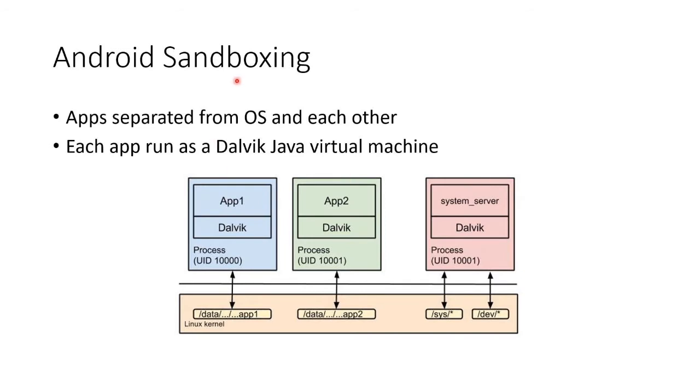Like I said, Android and iOS use a concept called sandboxing. The apps are separated from the OS and each other. Each app runs as a Dalvik Java virtual machine. So you can see here's the Linux kernel. And within the Linux kernel, within the file system, is a pathway, data something something app 1, data something something app 2. And so we've got app 1 and app 2, each running in its own Dalvik VM, and they have their own little process ID. And then you've got a Dalvik VM just for the system, which is in a more secure area.